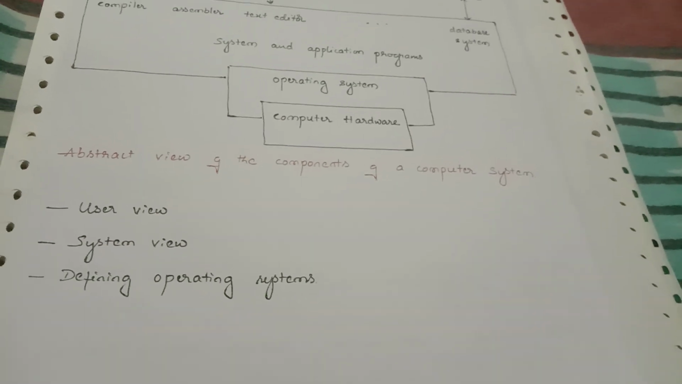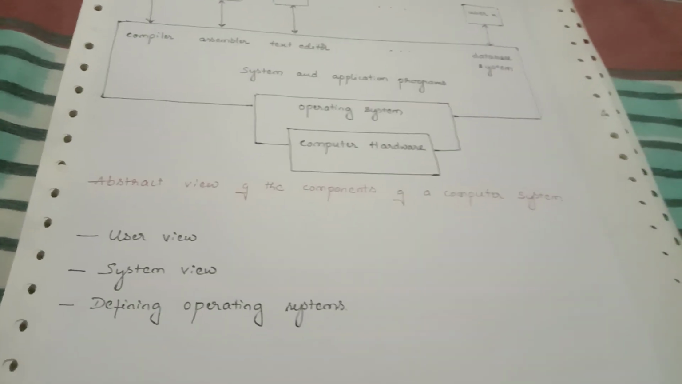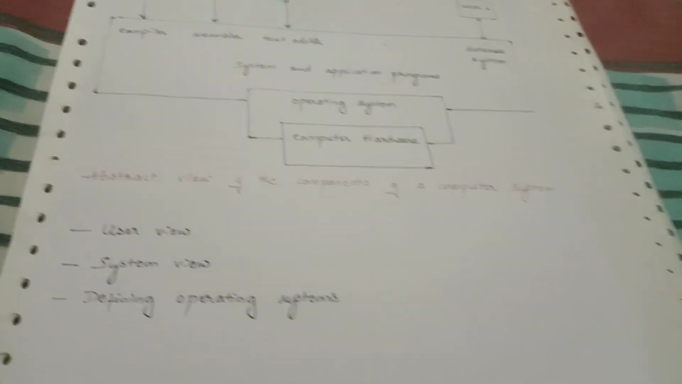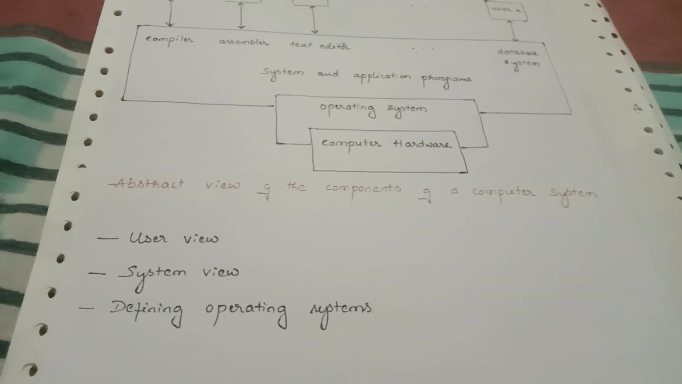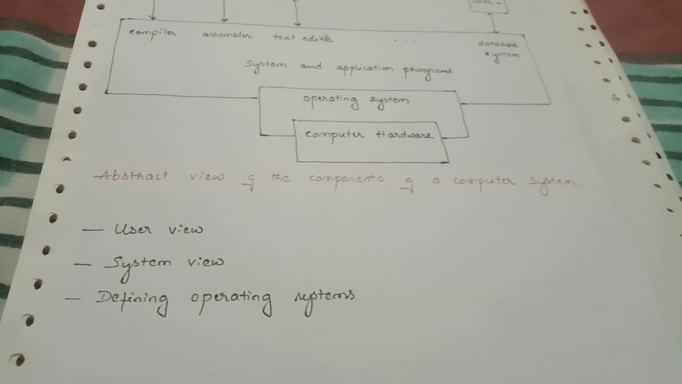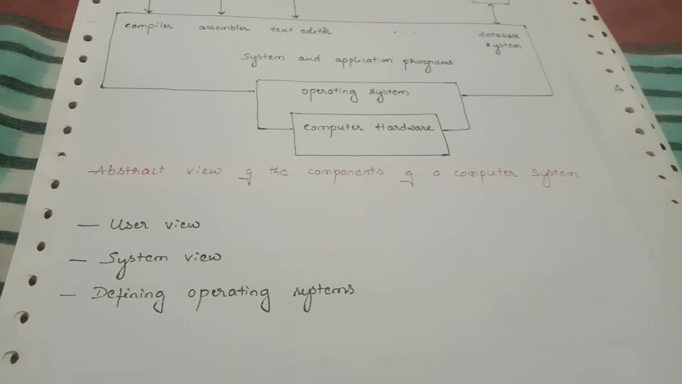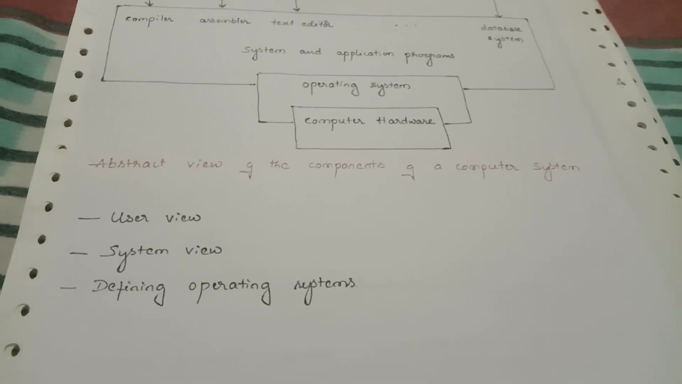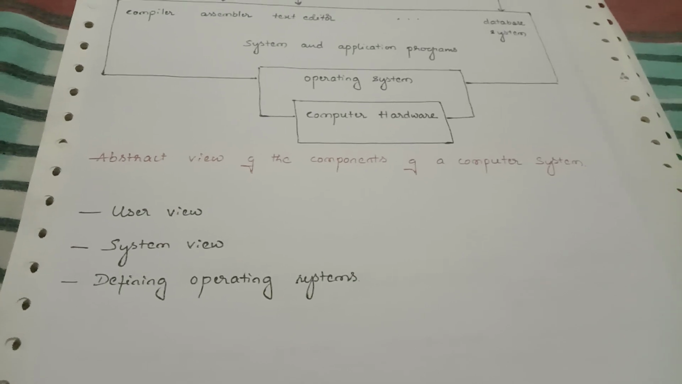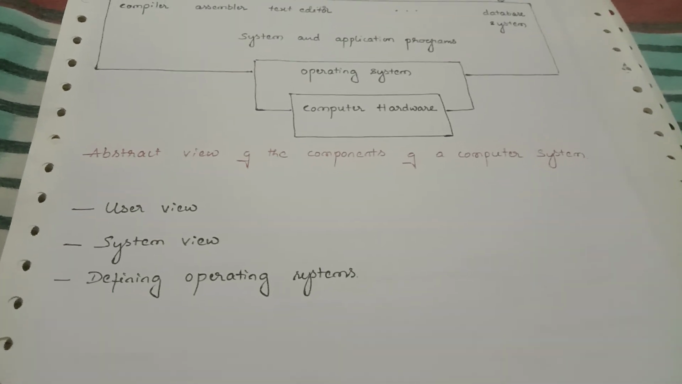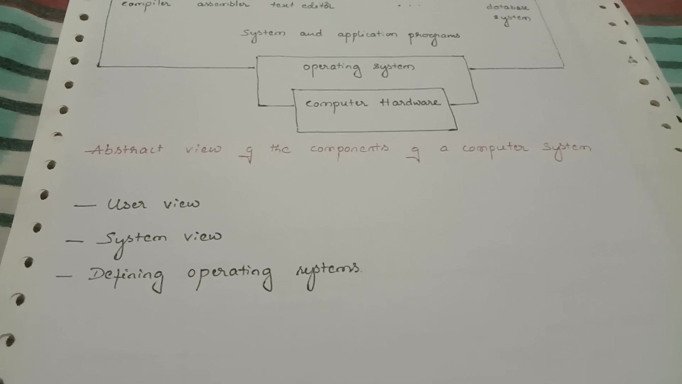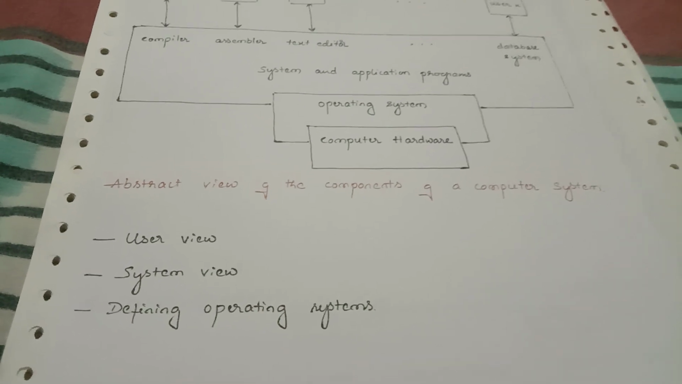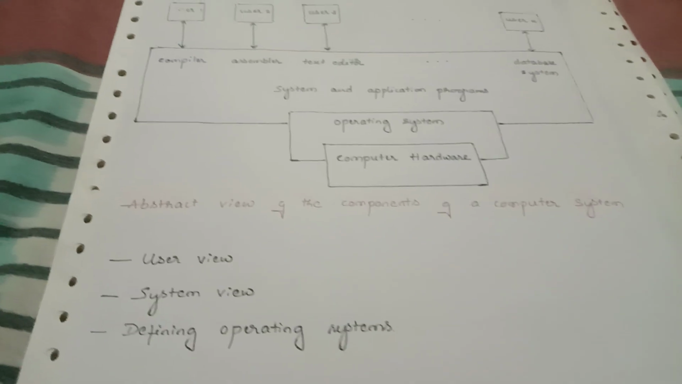So it means that the operating system needs to provide basic things: it manages the computer hardware, and it acts as an intermediary between the application software, the user, and the computer hardware, which makes it very easy for the user to use the system or the application programs with the hardware. So this is the definition of the operating system.